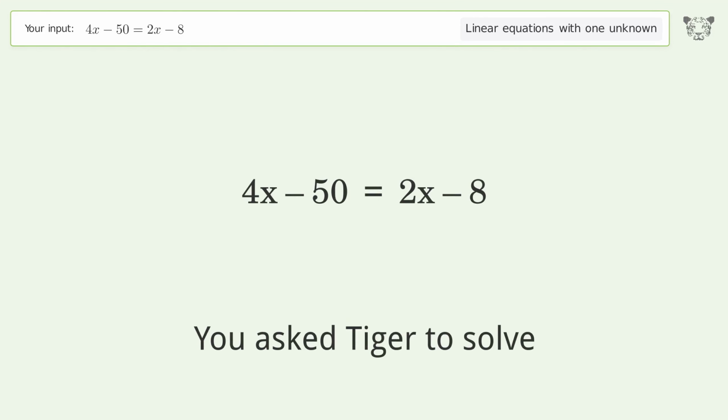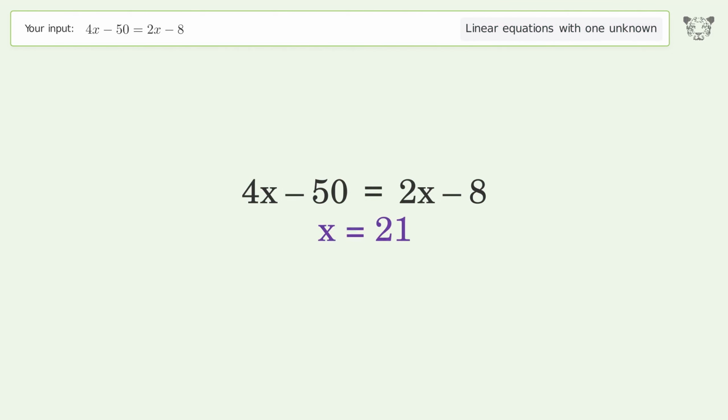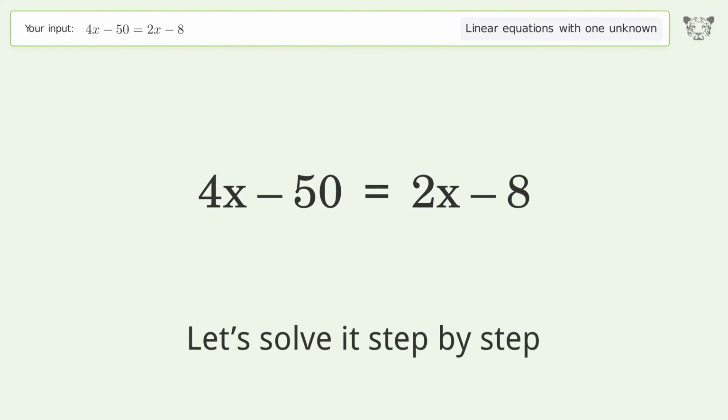You ask Tiger to solve. This deals with linear equations with one unknown. The final result is x equals 21. Let's solve it step by step.